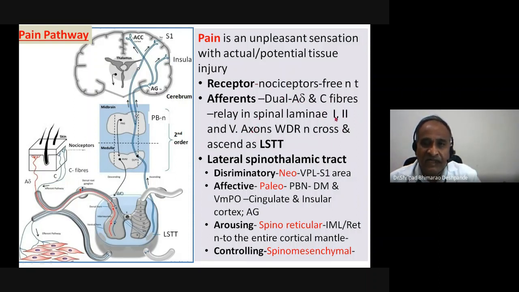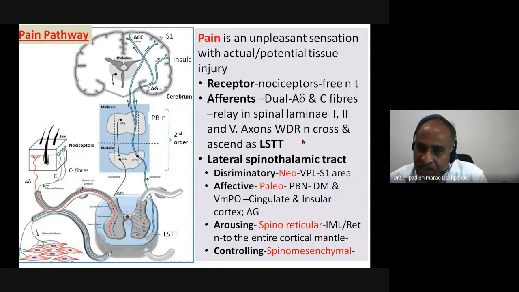From the fifth lamina, the wide dynamic range neurons originate, also known as projecting neurons. These projecting neurons send axons to the thalamus. The wide dynamic range neurons receive input from layers 2 and 1, that is, from the substantia gelatinosa cells. The axons of these projecting neurons cross to the opposite side and ascend as the lateral spinothalamic tract.